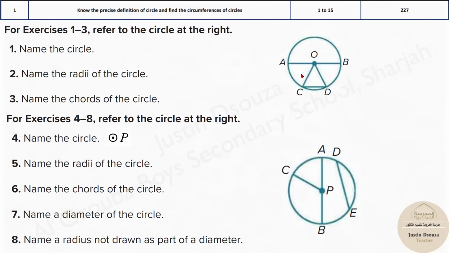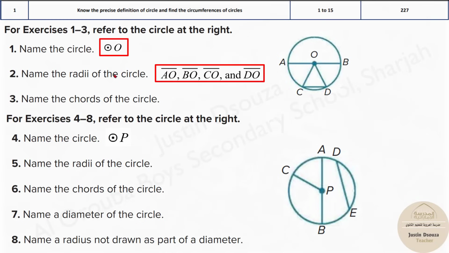And the chords. Chords are any line on a circle which has its endpoints on the circle. Say for example AB, both the endpoints are on the circle. CD. Not OA. Radii can't be chords, but the diameter can be a chord. So here are the answers.